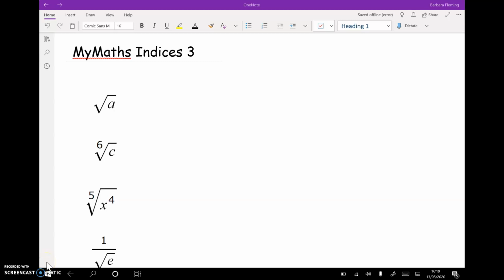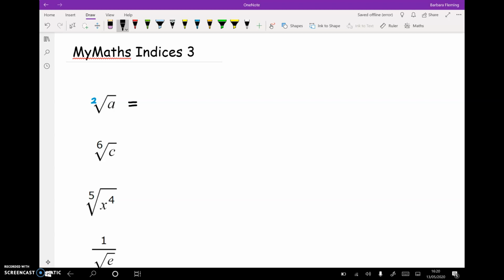In this video, I'm going to look at the first page of the MyMaths Indices 3 homework. So we're looking at roots here, and we're turning them into powers, or indices. So, square root of a, you can imagine that there's an invisible 2 here for the square root, but often we drop it. We just write the square root without the 2, but it's the same thing.